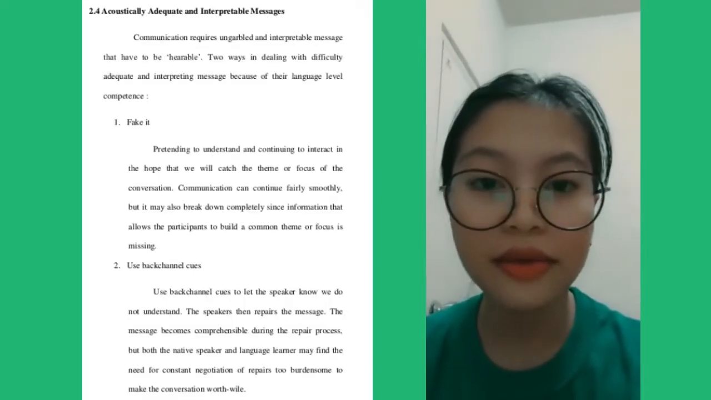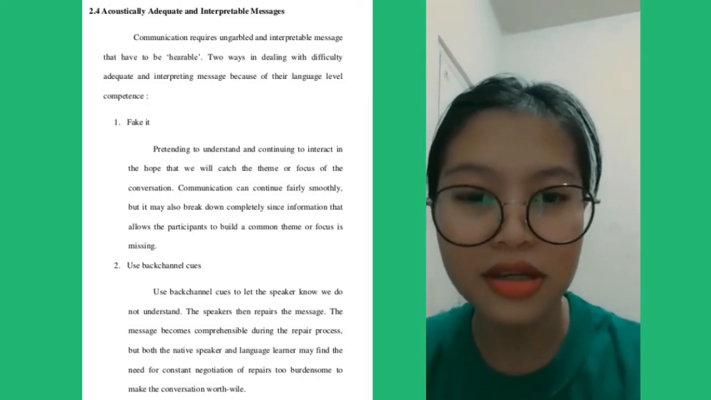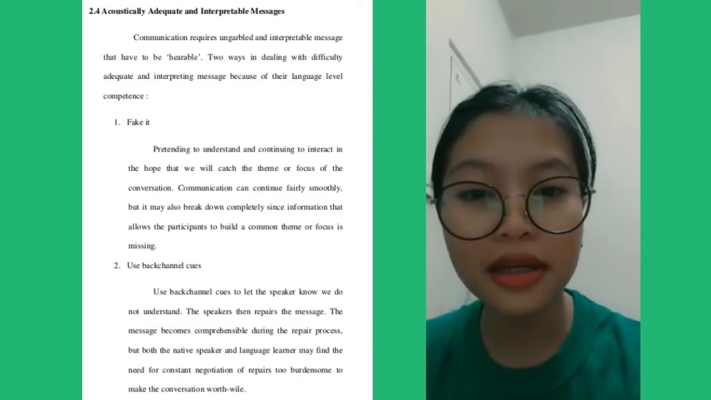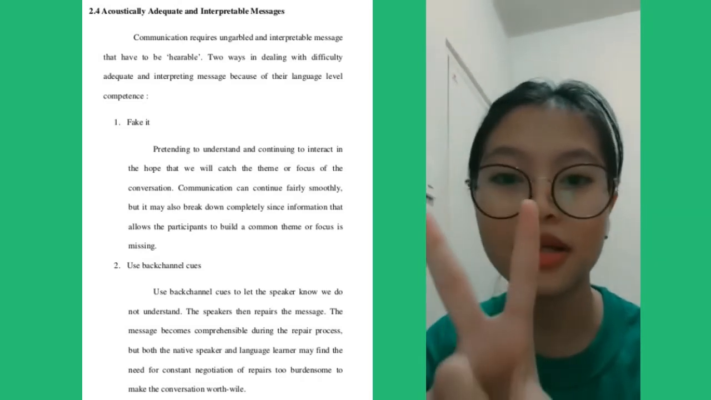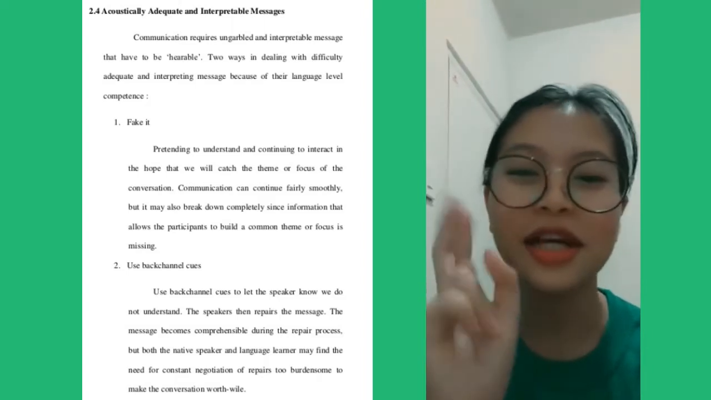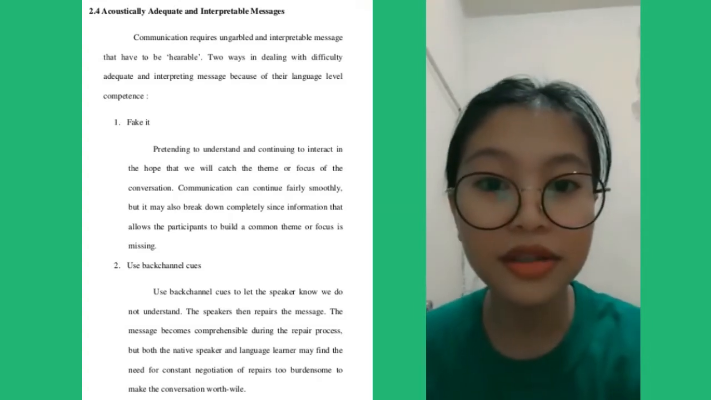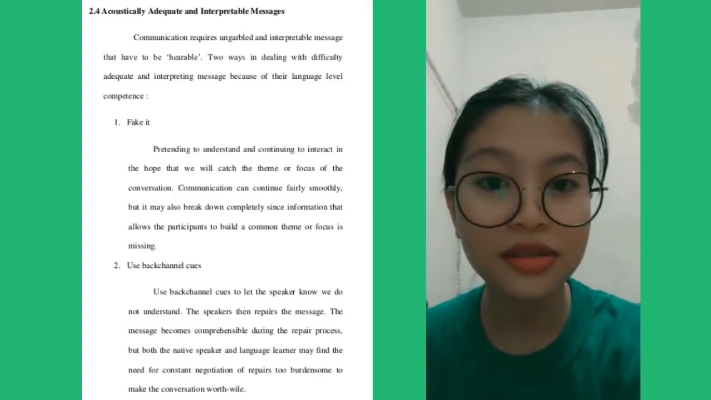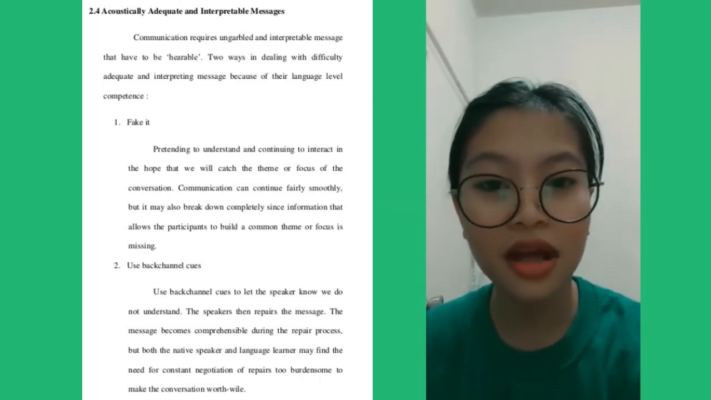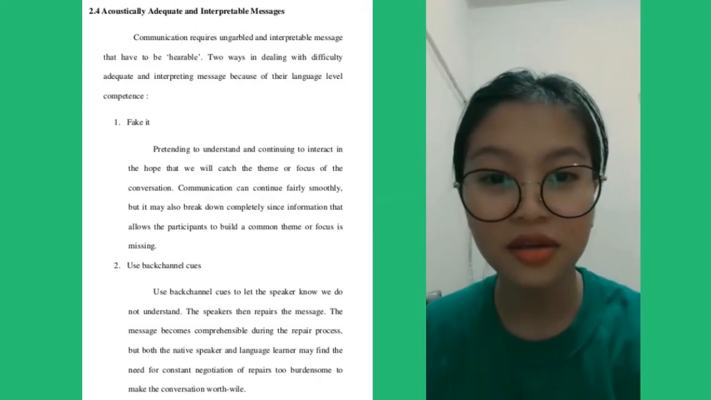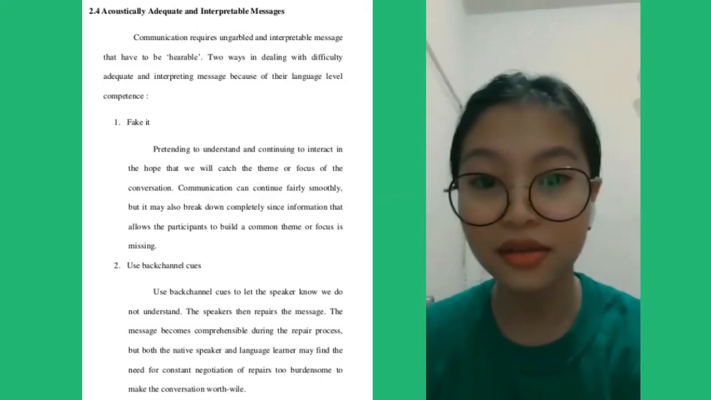So next, we have acoustically adequate and interpretable message. We have 2 ways of dealing with difficulty in adequate and interpretable messages. The first one is fake it. The second one is back channel cue. So in fake it, you will just nod your head even if you didn't understand what the speaker means, the message that he is trying to say or relay to you.